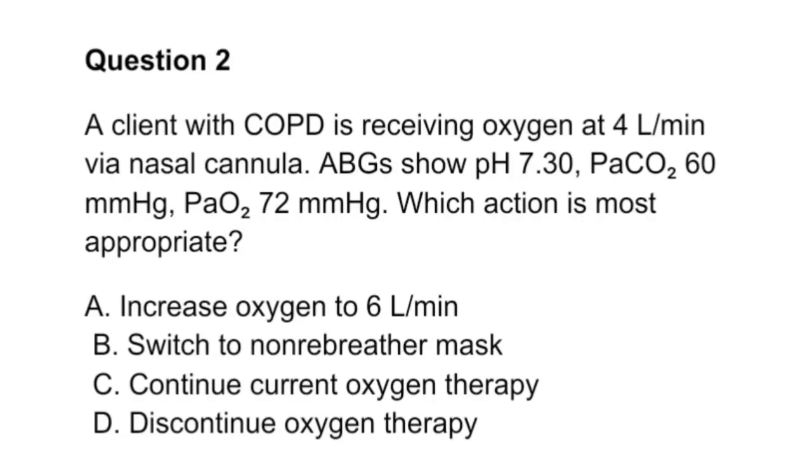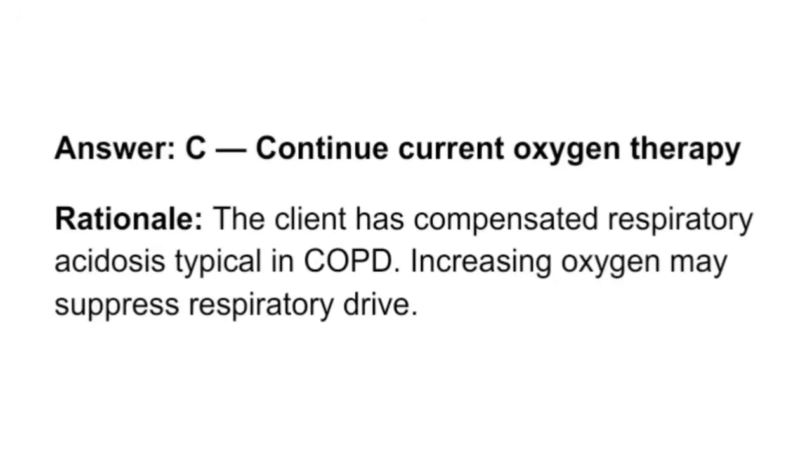Question 2. A client with COPD is receiving oxygen at 4 liters per minute via nasal cannula. ABGs show pH 7.30, PaCO2 60 millimeters mercury, PaO2 72 millimeters mercury. Which action is most appropriate? A. Increase oxygen to 6 liters per minute. B. Switch to non-rebreather mask. C. Continue current oxygen therapy. D. Discontinue oxygen therapy. Answer is C.